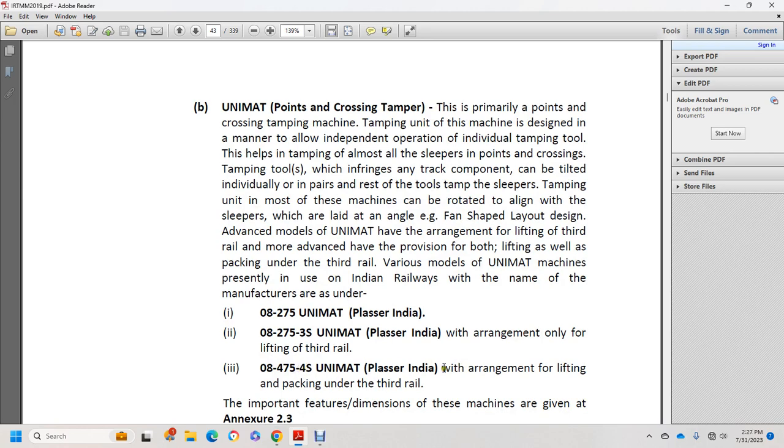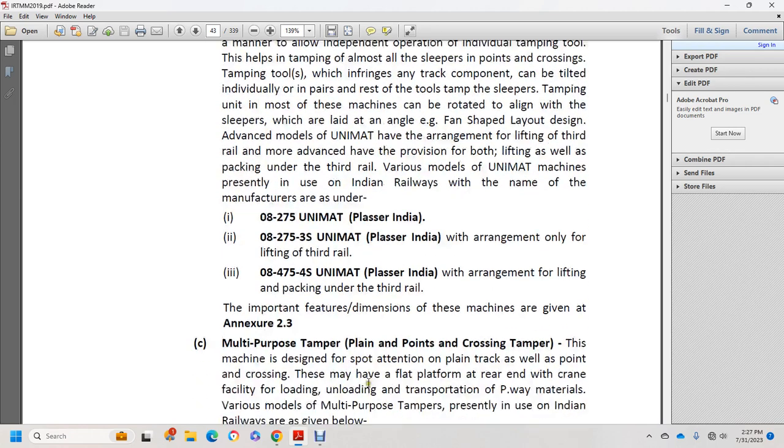U8084754S Unimat Placer India with arrangement lifting packing under third rail. Important features to mention: these machines are given in the annexure U3.